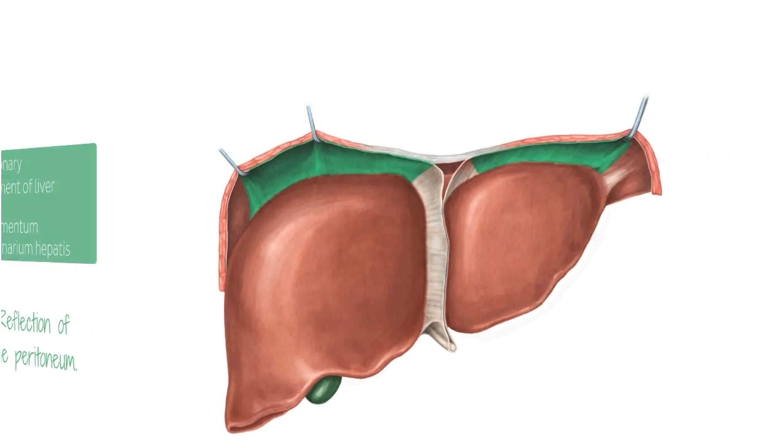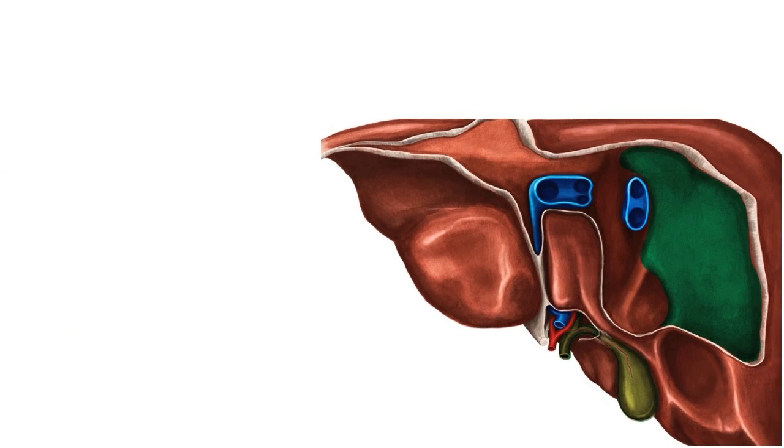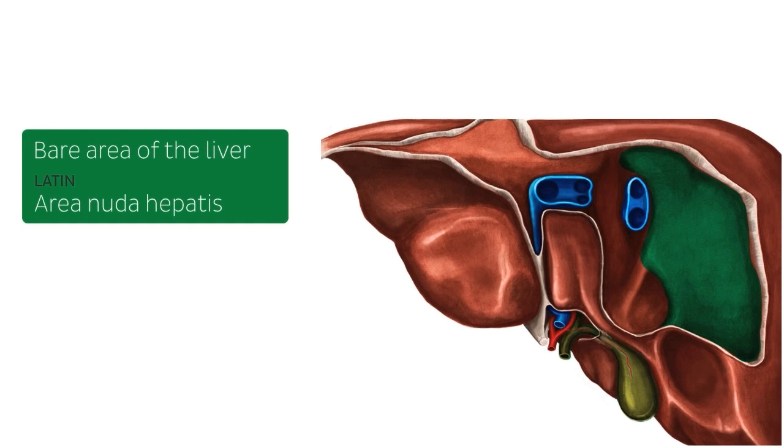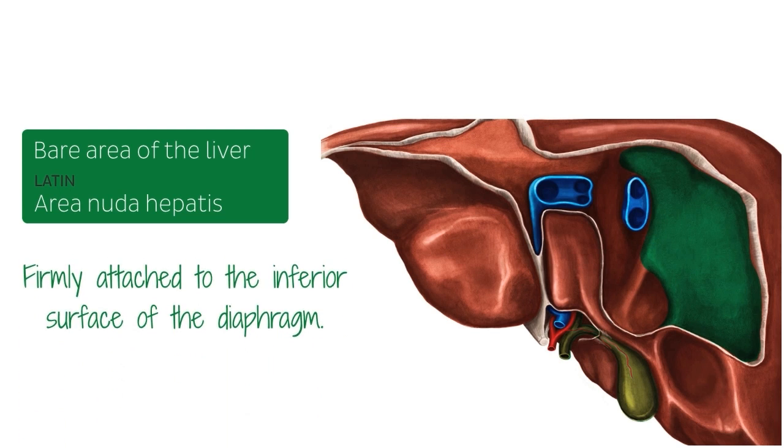As we just saw in our previous slide, the area between the anterior and posterior part of the coronary ligament is called the bare area of the liver. The bare area of the liver is the portion of the liver that is firmly attached to the inferior surface of the diaphragm via the coronary ligament. We can see it here highlighted in green in our illustration. This part of the liver is not covered by peritoneum, hence the name bare area.